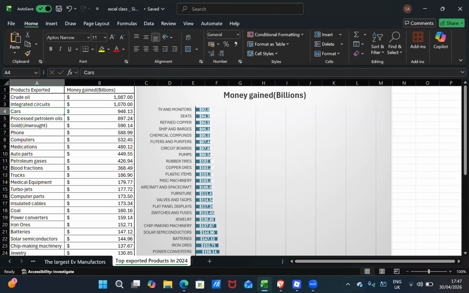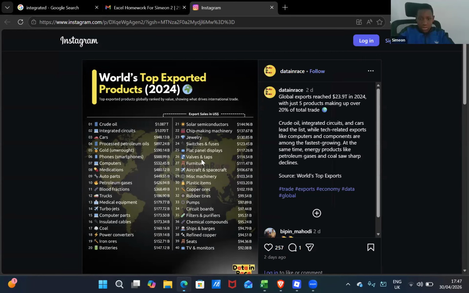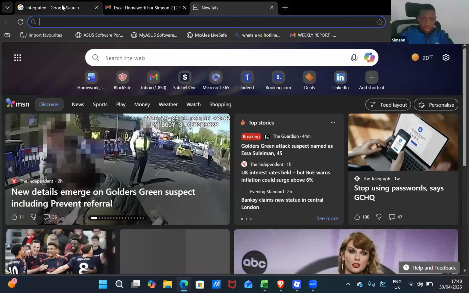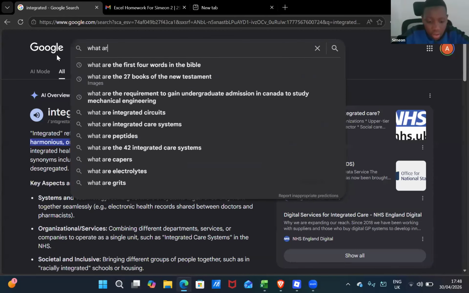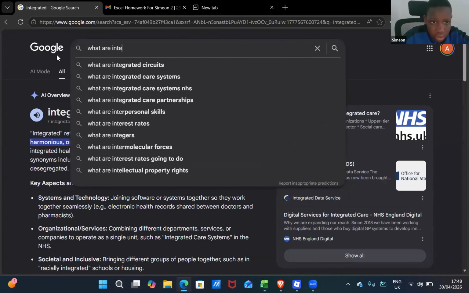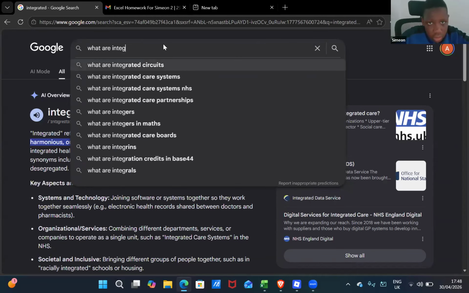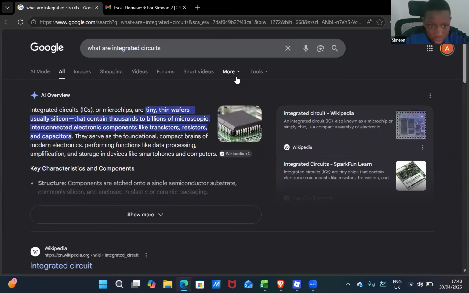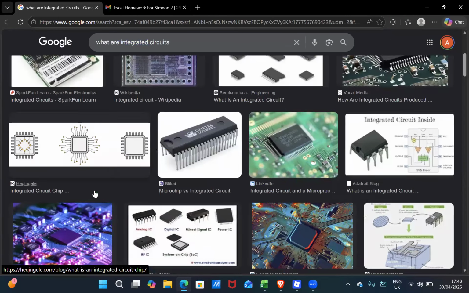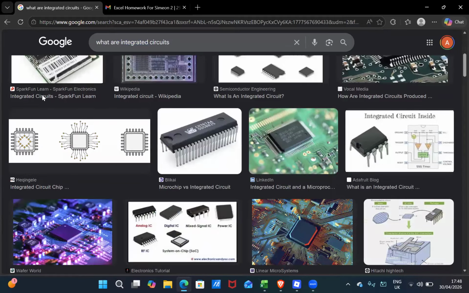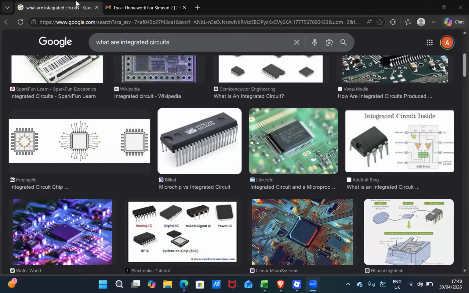Okay. Integrated circuit. Oh, what is it? Chips. Yes, chips. Okay.